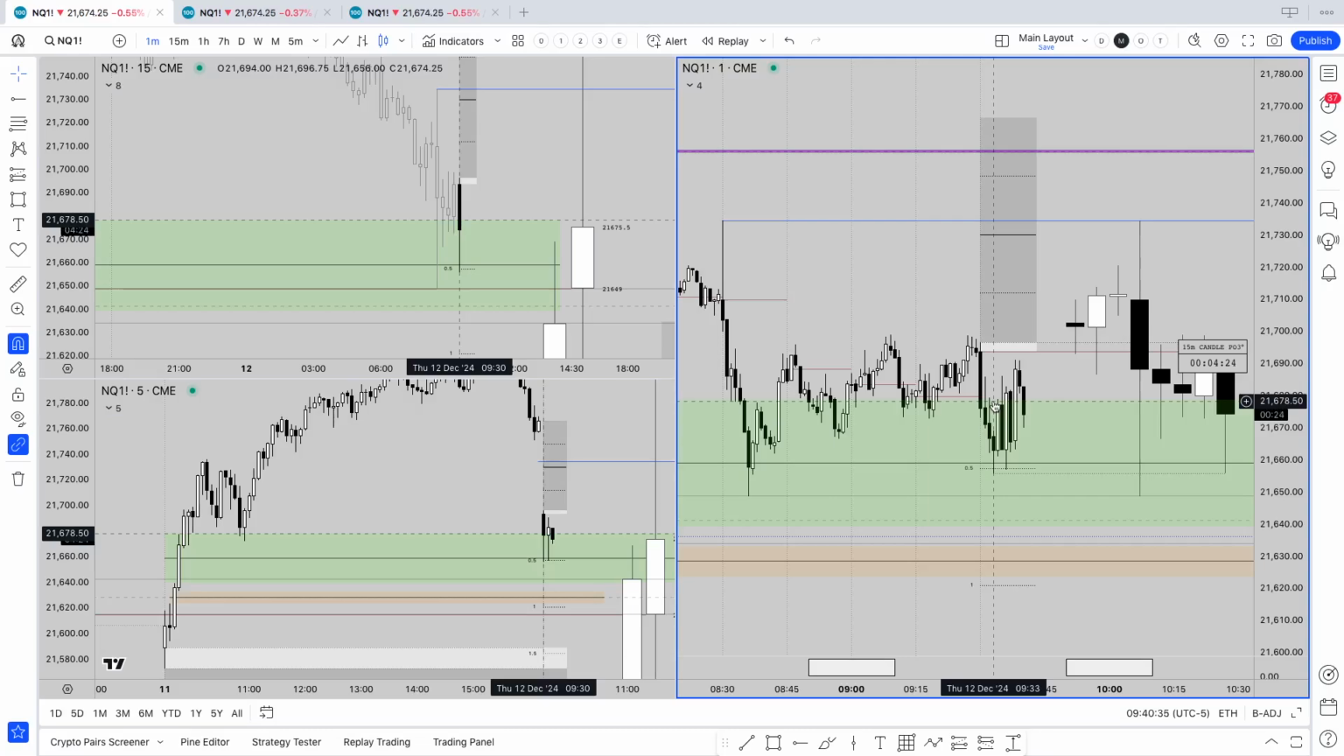Yes, all these are ICT concepts. Just the framework and the profiles are something that I combine. It's not like ICT talks about how to use the gap and these specific profiles. This is just the way I do it personally.